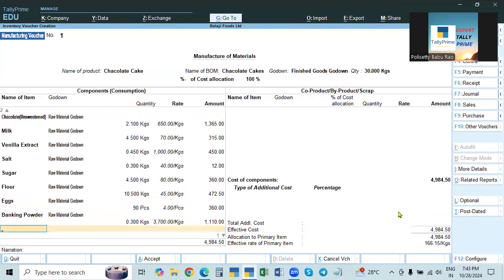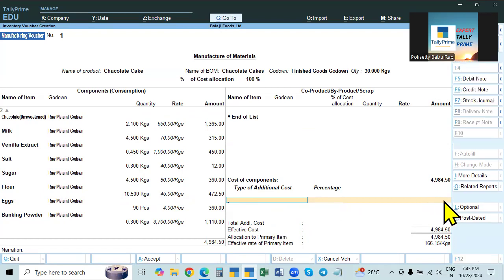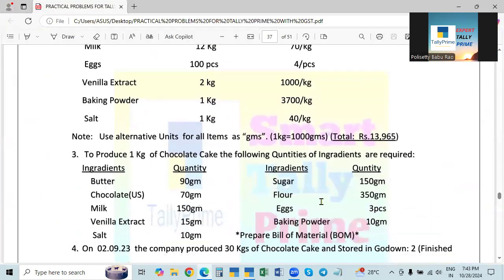After entering that, you come to this side. When you are manufacturing, to get any co-product or byproduct or scrap, that will be entered here because that will be sold to others and you get some money, so the cost will be reduced. In addition to the material cost, there will be additional expenses also; you give the expense name. If it is given in percentage, the percentage is automatically calculated. If it is given in value, you give the amount.